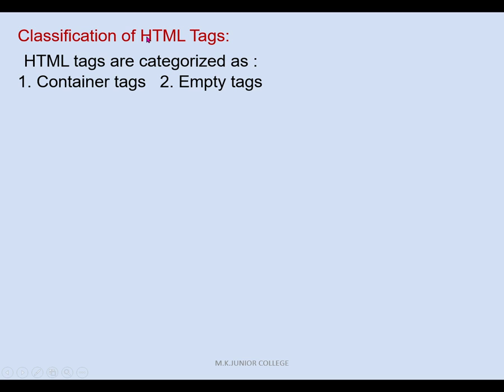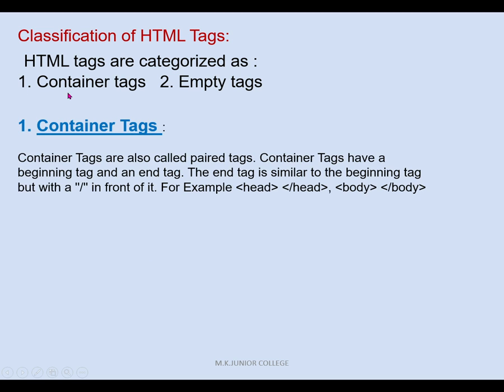Now as I told you, while working with HTML there are so many different tags we have to learn. Those tags are classified into two categories. First is the container tag and second is the empty tag. Container tags are nothing but pair tags, and empty tags are nothing but singular tags. We'll see in detail. Container tags are also called pair tags. Pair tag का meaning क्या होता है? Starting tag, closing tag. Container tags have a beginning tag and an end tag.